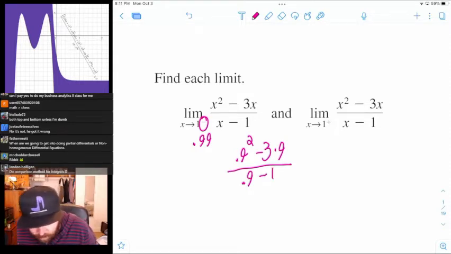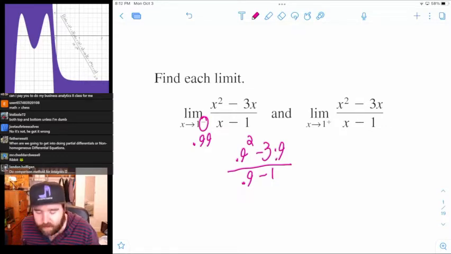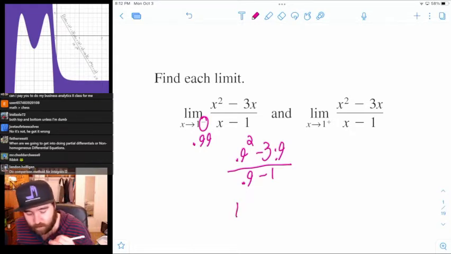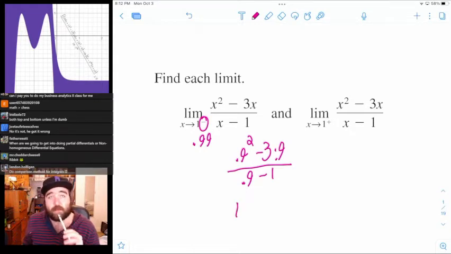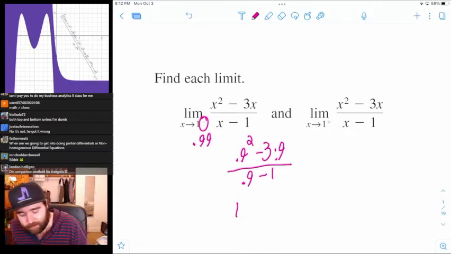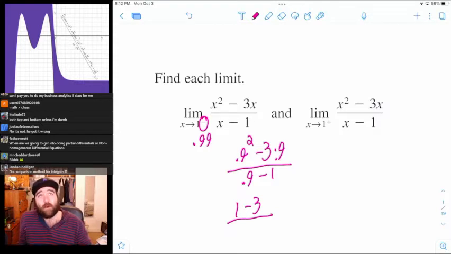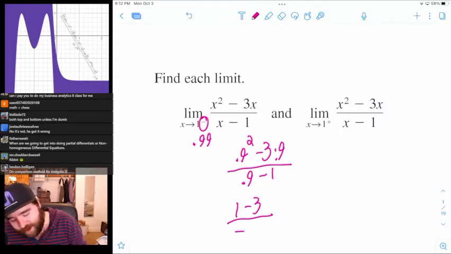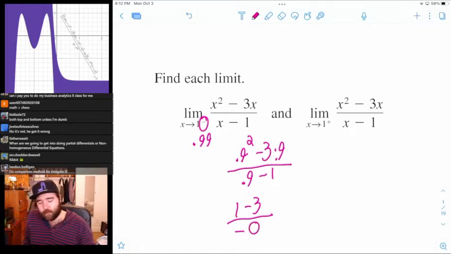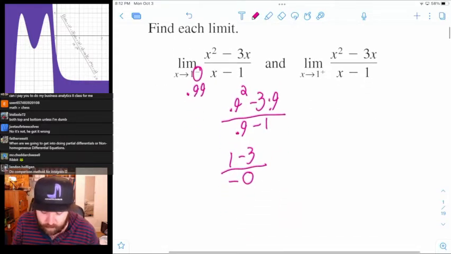So let's think about what we have here. What is it on the top? Well, the top, 0.9 squared, so basically 1 squared is basically 1, minus 3 times basically 1, so that's just like minus 3, over basically 1 minus 1, but a little less, so sort of like negative 0. So remember, all of this is just in terms of basically, but that's kind of how it works at infinity.